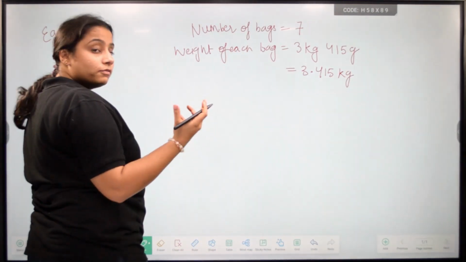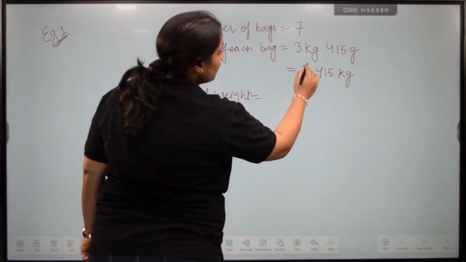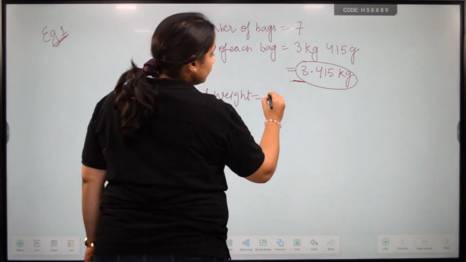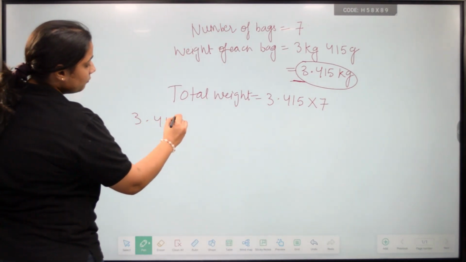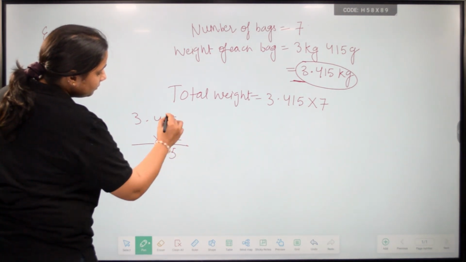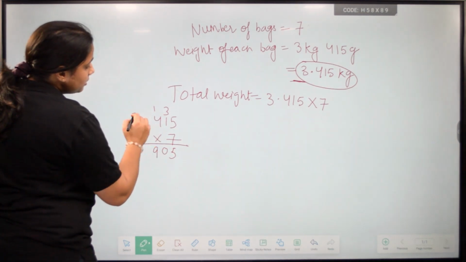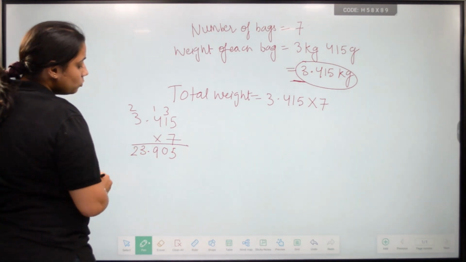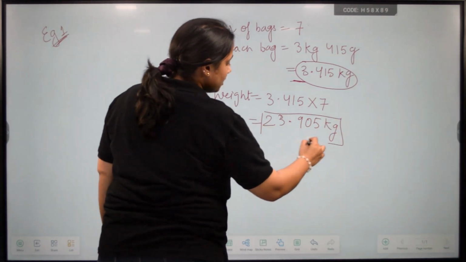Now we need to find the total weight. For that, we need to multiply the weight of each bag with the total number of bags. So it will be 3.415 into 7. So it will be done like 3.415 into 7. 7 into 5 is 35. 7 into 1 is 7 plus 3 is 10. 7 into 4 is 28 plus 1 is 29. 7 into 3 is 21 plus 2 is 23. So it will be 23.905 kgs. So this is our final answer.